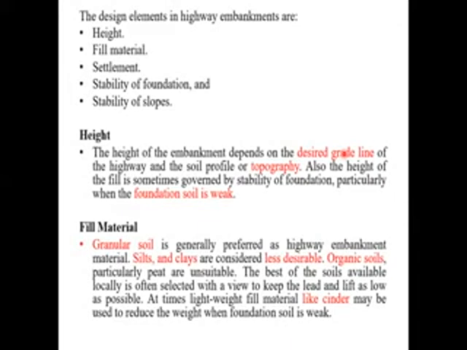Next one, stability of the foundation. When the embankment foundation consists of weak soil just beneath or at a certain depth, I will give an example. At 100 chainage, your road will have a foundation. Assume just 2 meters below the embankment, at 99.8 meters chainage, the soil is very weak. At that time there is a chance of failure of the foundation, so you should consider these factors while constructing the embankment.